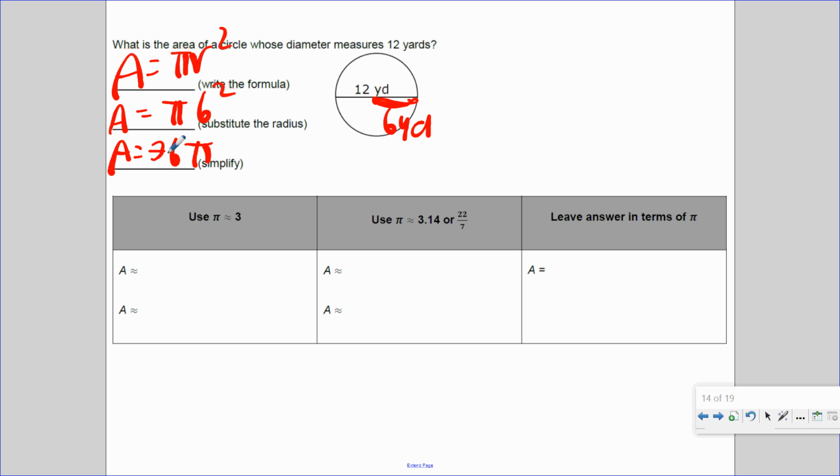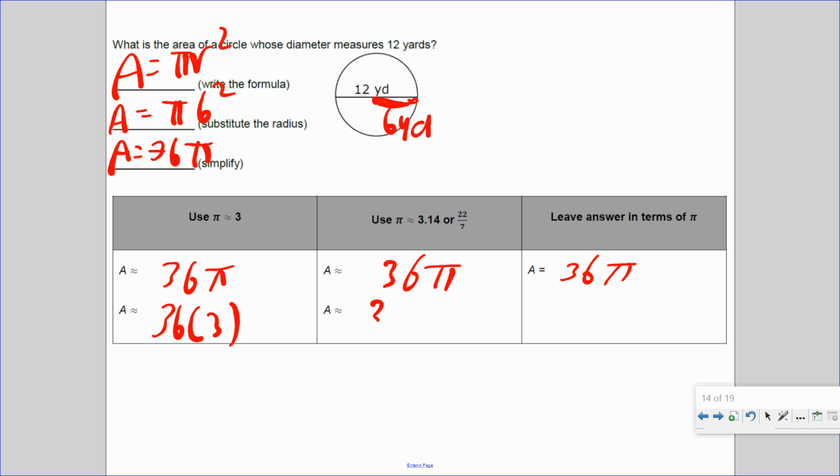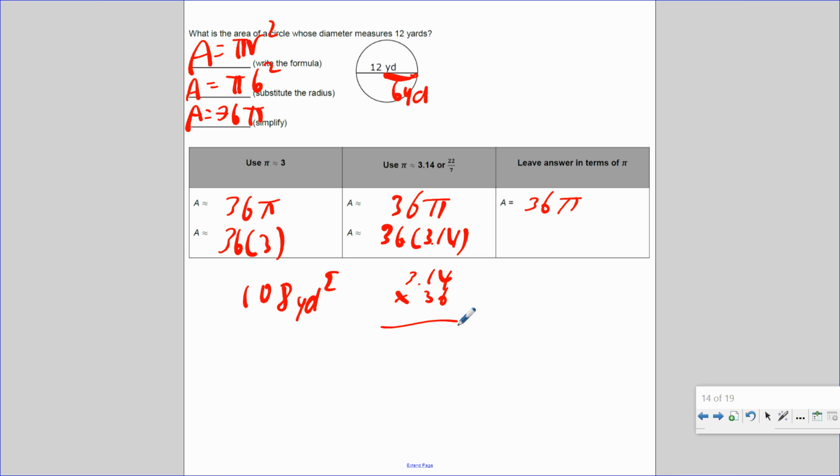36 pi. Could you say pi 36? Yeah, you could, but 36 pi is more algebraic because we like to put our coefficient in front of our constant. So let's rewrite 36 pi here, 36 pi, and 36 pi. Replace pi with 3, replace pi with 3.14, and leave in terms of pi. So we leave it alone. 36 times 3 is 108 square yards. That's 36 plus 36 plus 36. But what is 3.14 times 36? The answer better be a smidgen more than 108.